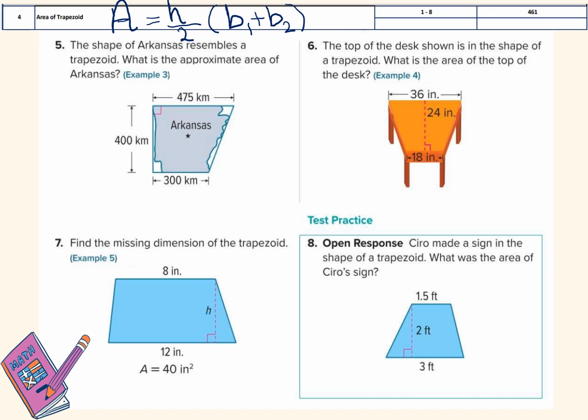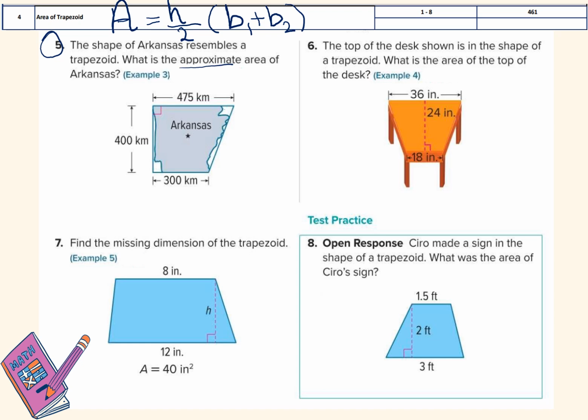Let's try to solve question number 5. The shape of Arkansas resembles a trapezoid. What is the approximate area of Arkansas? Well, let's look at that map. That map looks like a trapezoid, so I'm going to consider it a trapezoid. Neglect these areas. That's why we use the word approximate, because it's not exactly a trapezoid, it looks like a trapezoid.